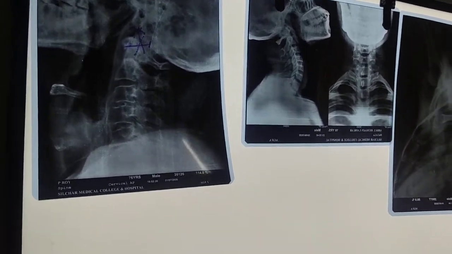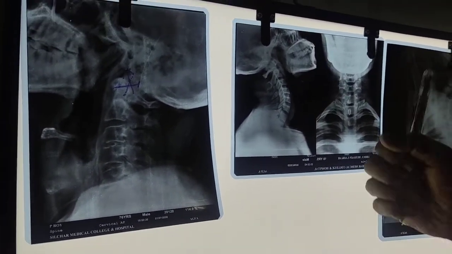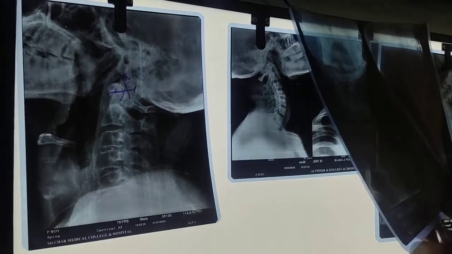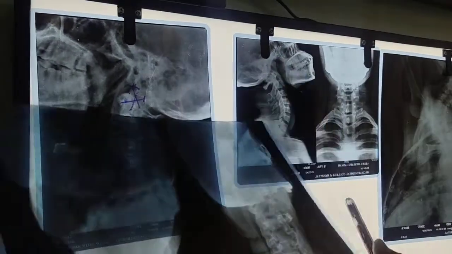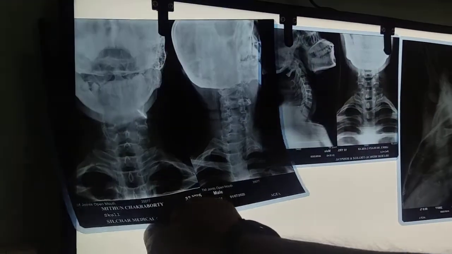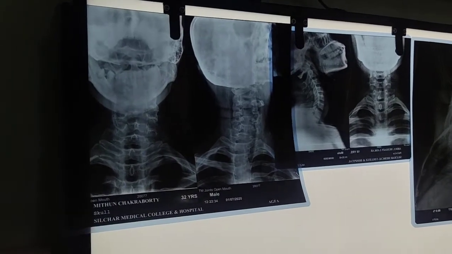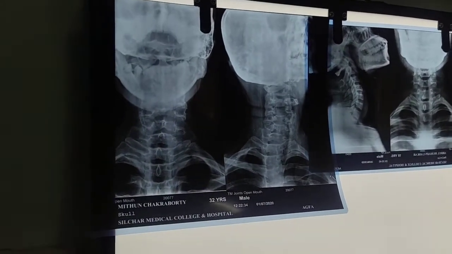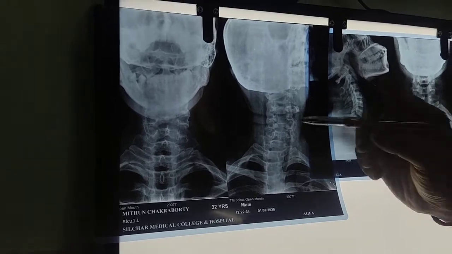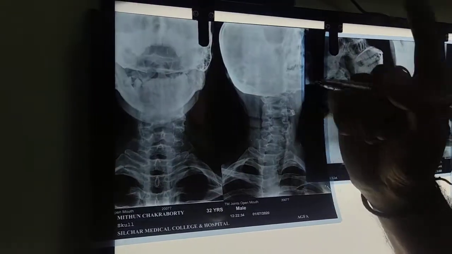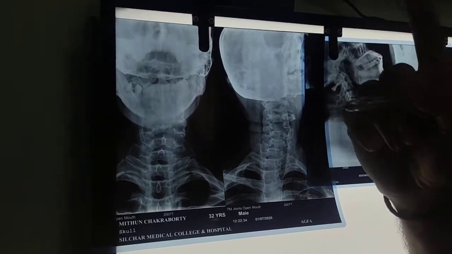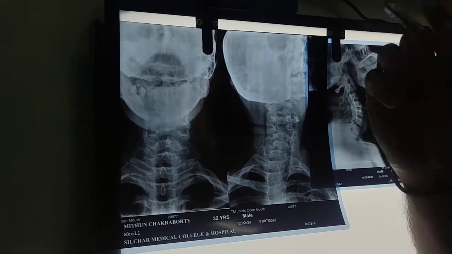Where is the mouth open view? So in this area, again, we are talking about the craniocervical junction. Now we are going to talk about the mouth open view. The mouth open view is essentially important to look at the craniocervical junction, particularly C1, C2.